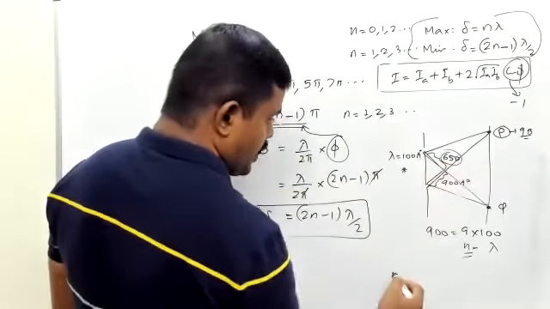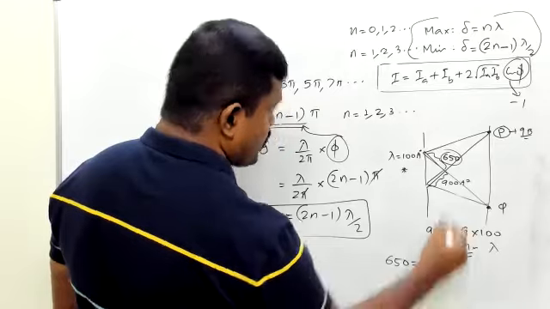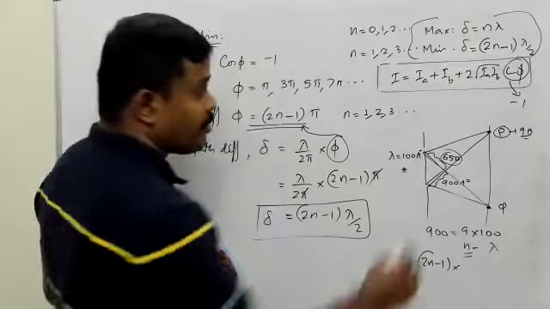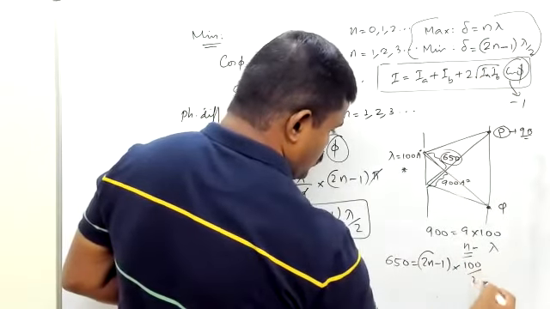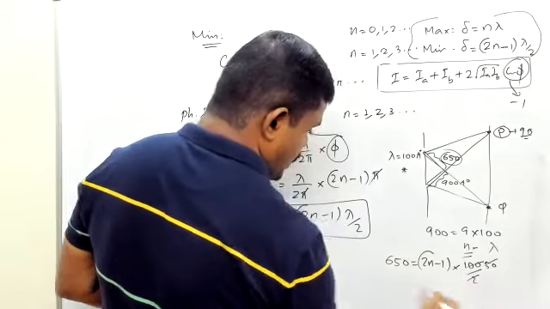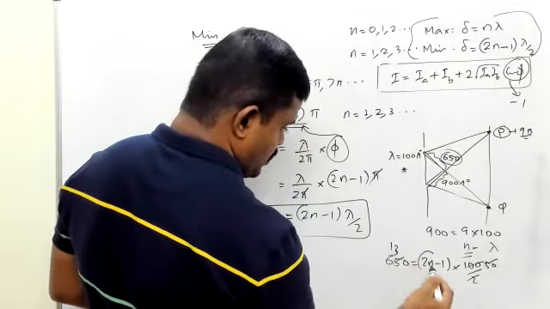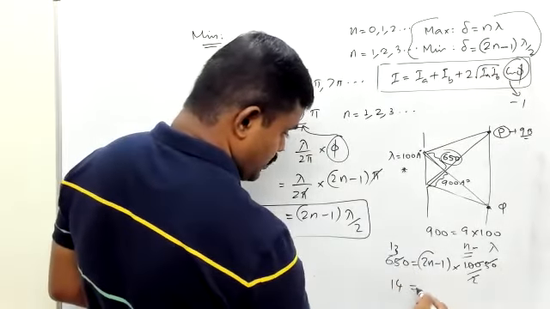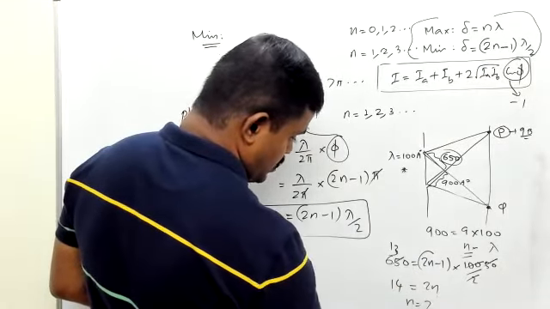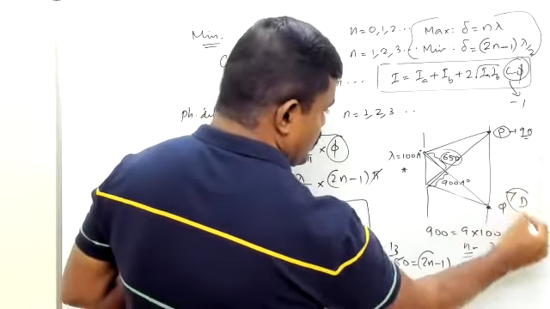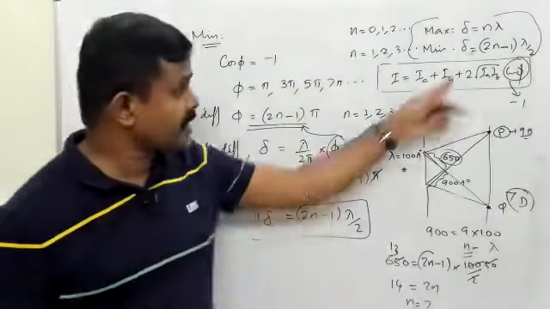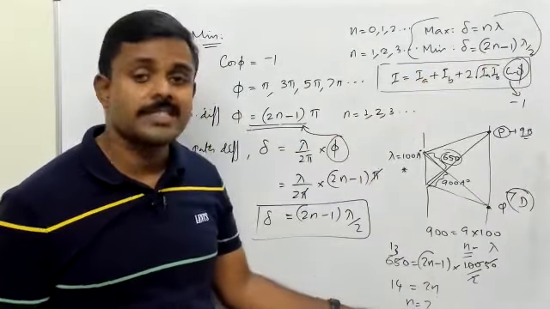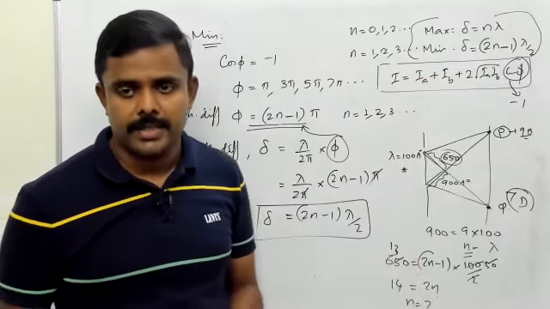So delta is 650 only, right? So 650 is equal to (2n minus 1) into lambda by 2. I'm trying the second equation now. 100 by 2 is 50. 50 and 650 cut, 13. Minus 1 comes to this side, so 13 plus 1, 14, is equal to 2n, or n is equal to 7. So this must be the 7th dark band. That satisfies the second equation, which is the condition for dark band. The number here is 7, which means it is the 7th dark band. Is that clear now?